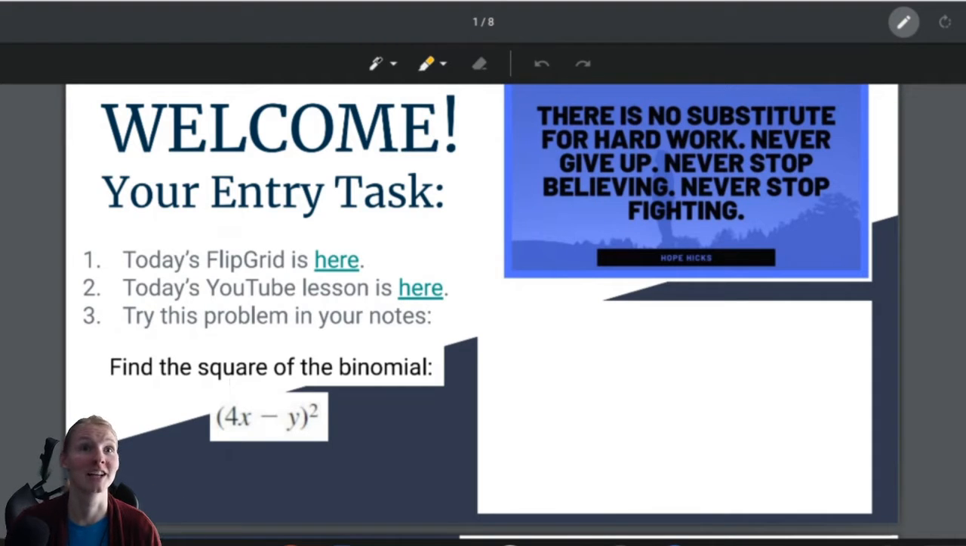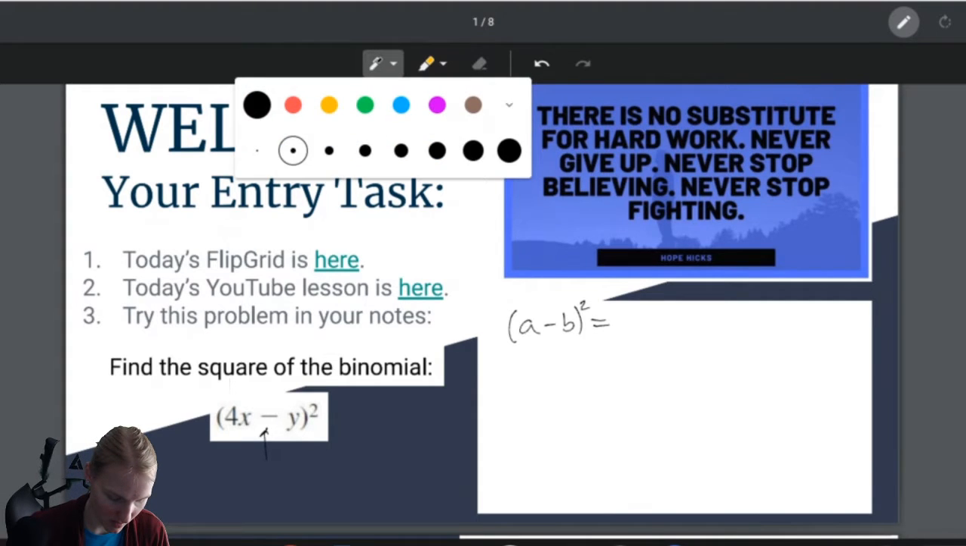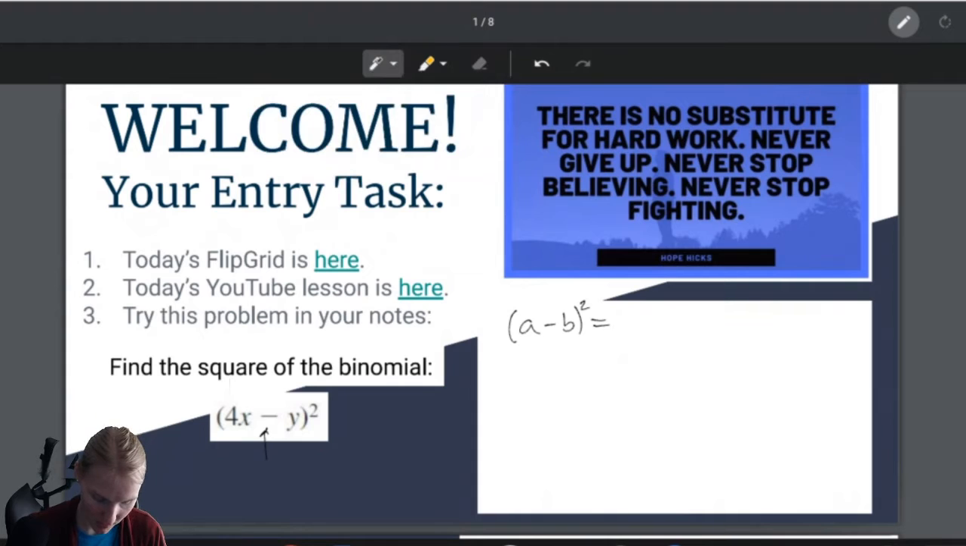Okay, this is exactly what we did yesterday. This is the square of the binomial, which means we can use the square of the binomial pattern. I see a minus right there, so this is (a minus b) squared. Otherwise, it wouldn't be a square of a binomial pattern. So this is a squared minus 2ab plus b squared.